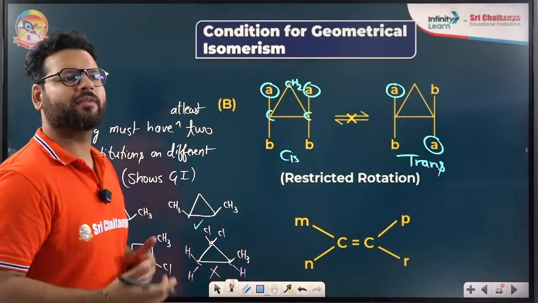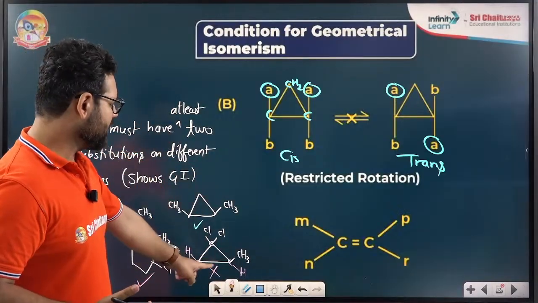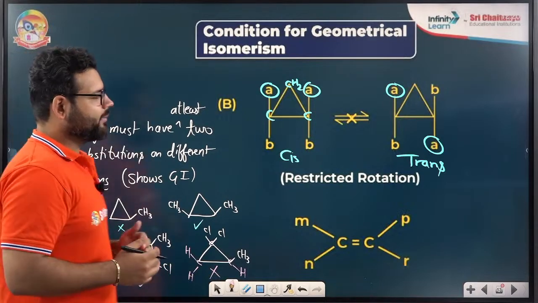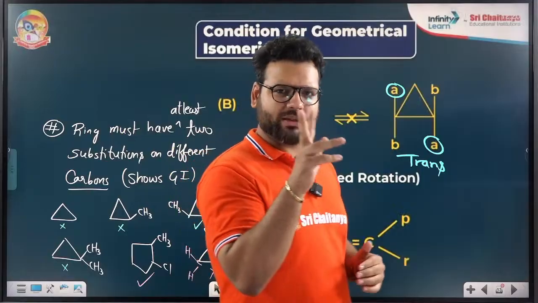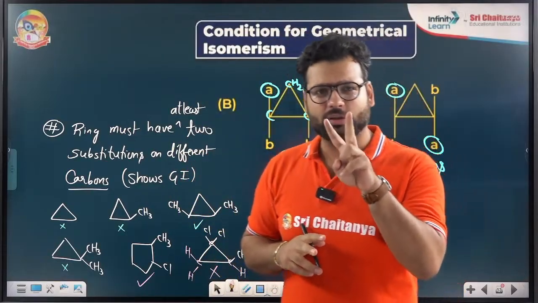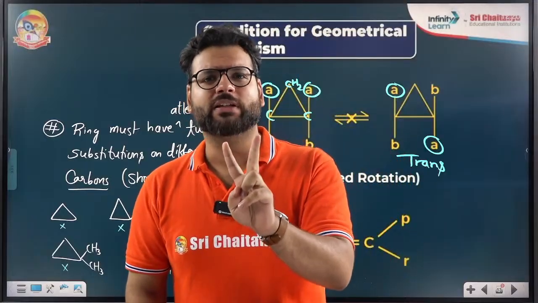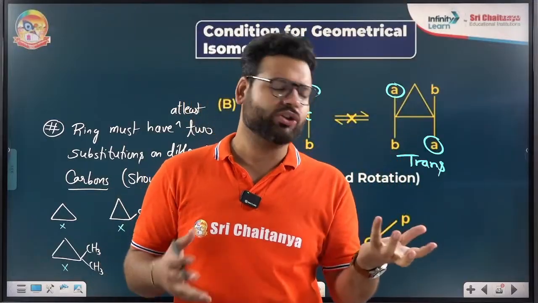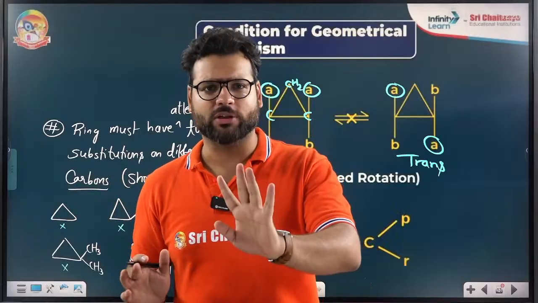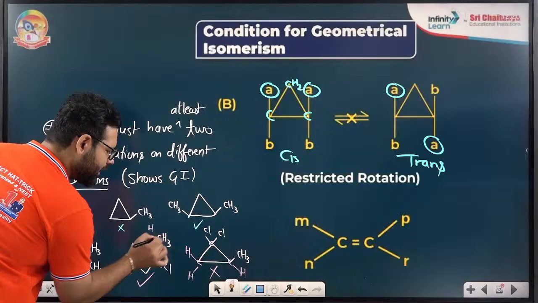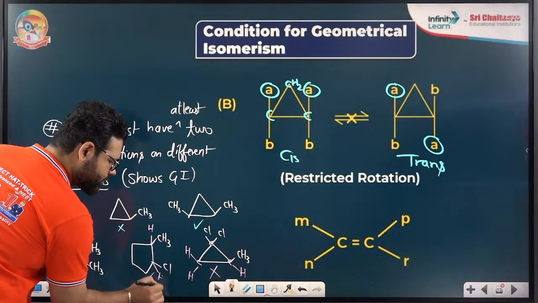Cis trans, how will you have cis trans? This cannot show it. There must be two carbons in a ring, two carbons minimum, at least two carbons which carry two different groups. H methyl, H chlorine. Yes, possible. In this one, this carbon carries a H and a methyl. This carbon carries a H and a chlorine.